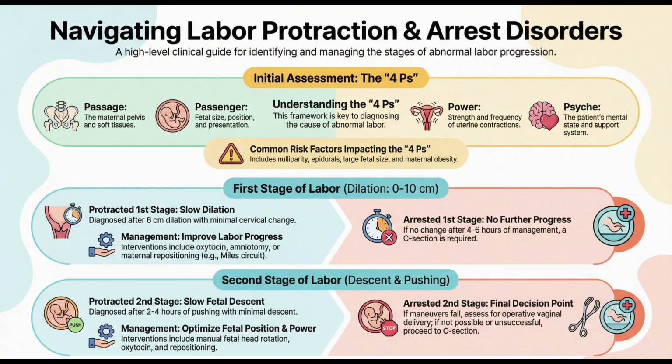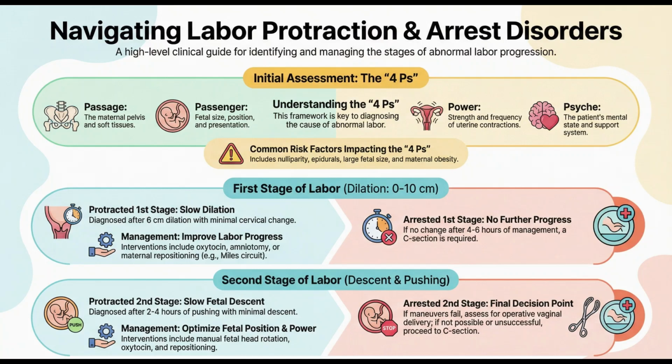Okay, so we've tried everything. We have MVUs over 200. We've done an amniotomy. We've tried repositioning. How do we finally make the call from protraction to arrest of dilation? First, you assess. If the cervix is still dilating, even super slowly, you continue the trial of labor as long as everyone is stable. But if there is absolutely no further dilation despite all these efforts, then you diagnose an arrest. And that means a C-section.